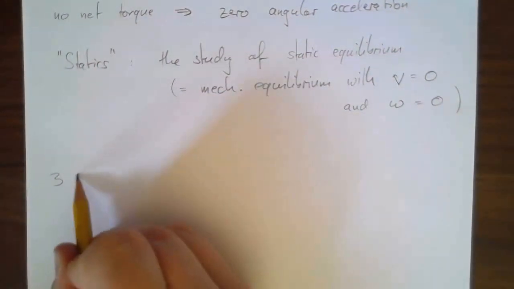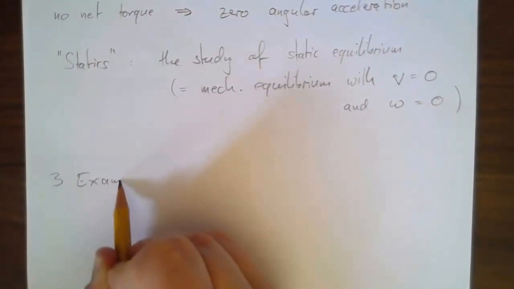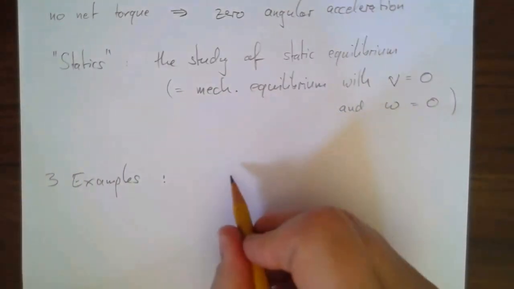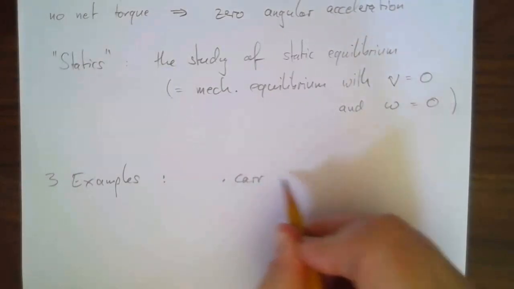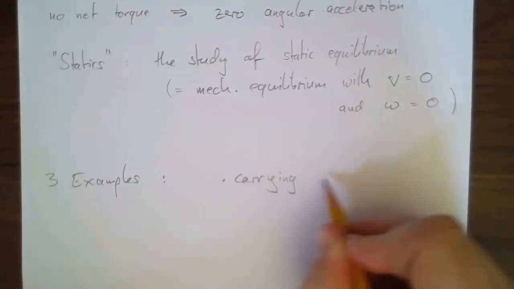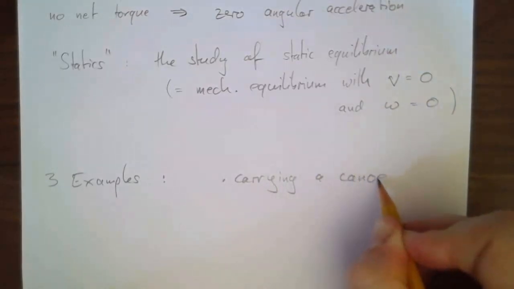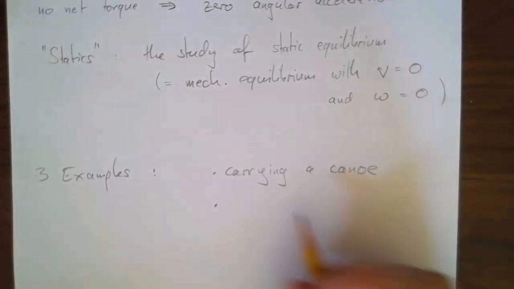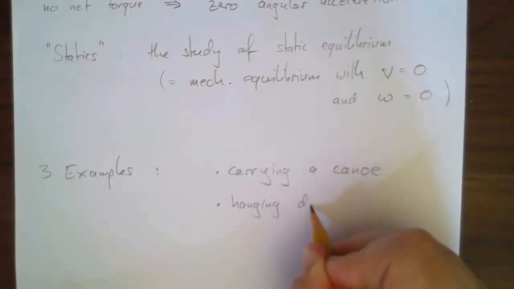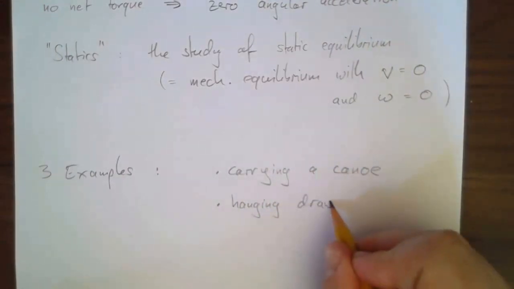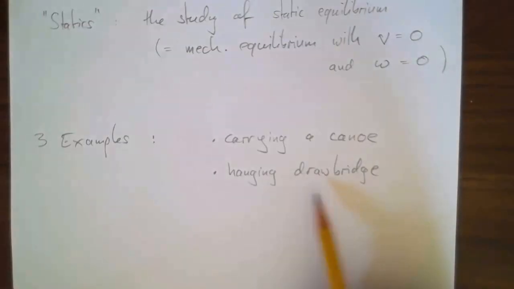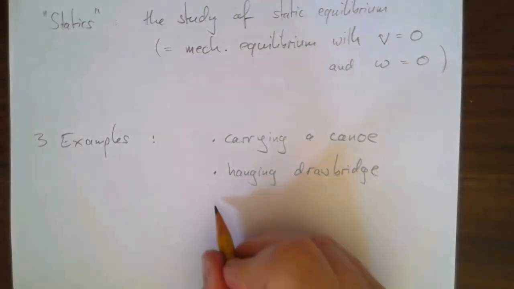Okay, so we're going to analyze situations which are in mechanical equilibrium, and I'm going to do 3 examples. We'll spell out what those are. First, we're going to look at 2 people carrying a canoe and how much weight they are each bearing on their shoulder. Then we're going to look at a hanging drawbridge. Maybe you can visualize some kind of medieval castle here. The drawbridge, pulled up by heavy chains. We're going to find the tension in those chains.